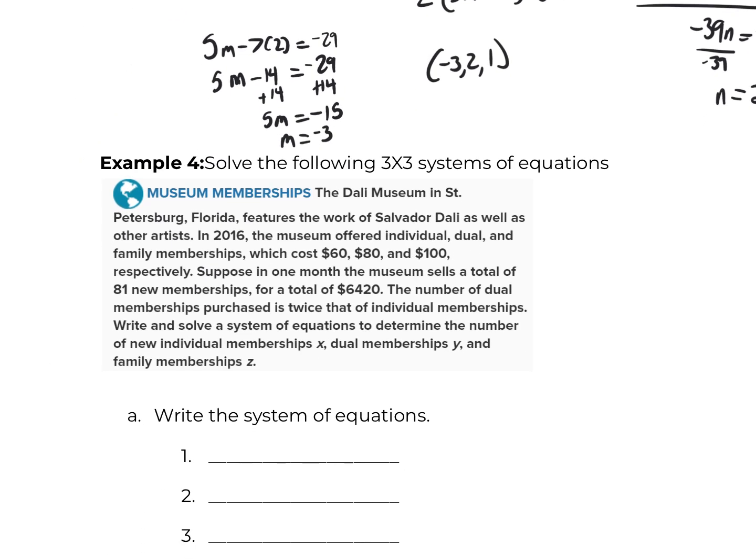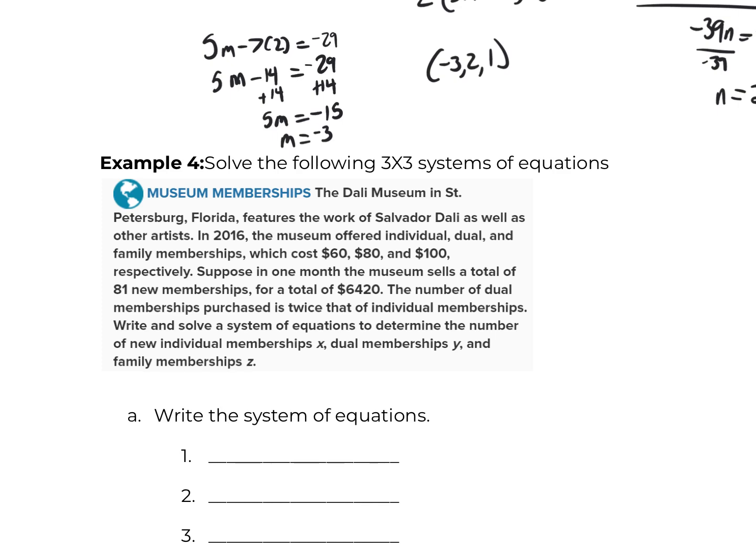All right. So on your test, this is going to be a big part of the test, being able to take a situation and write 3 equations based off the situation. So there's some practice problems on your homework that are like this. Please make sure you take the time to do those. So we'll walk through this one, and then you'll need to do those practice problems on your homework.